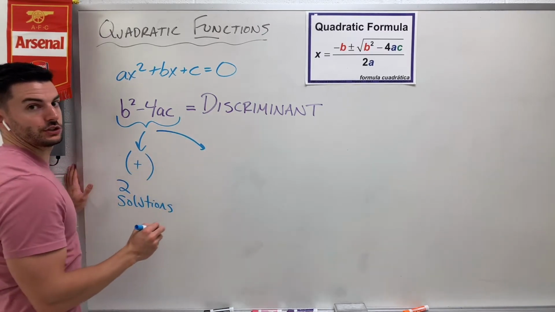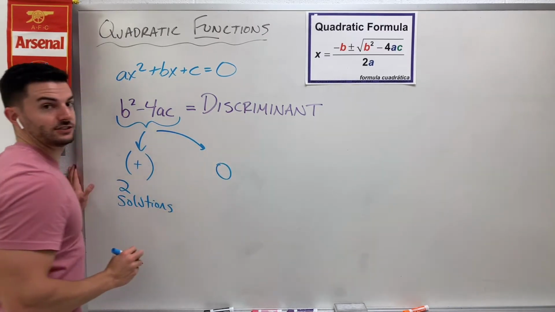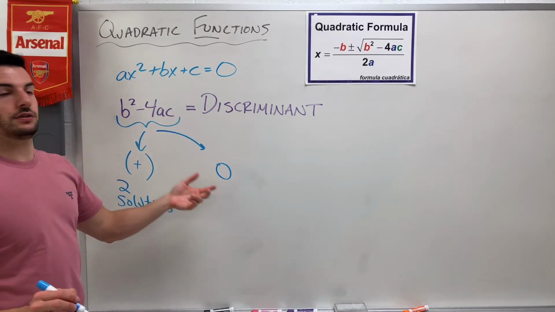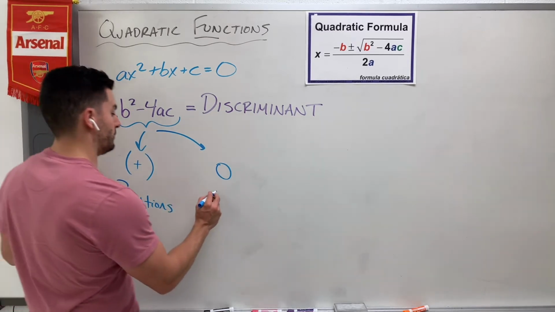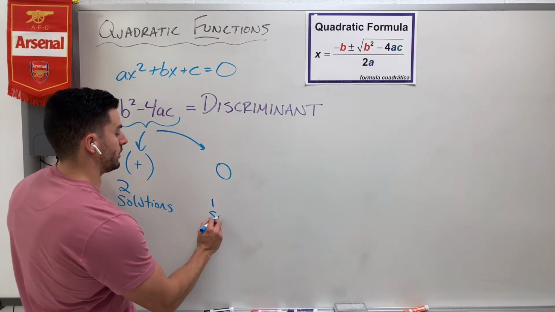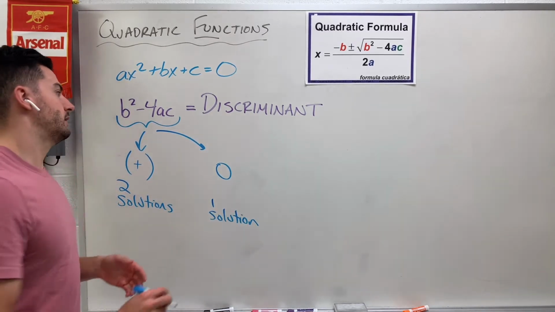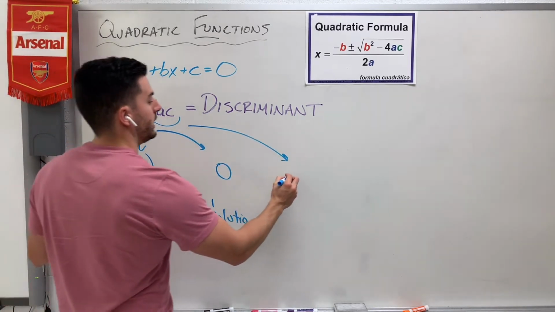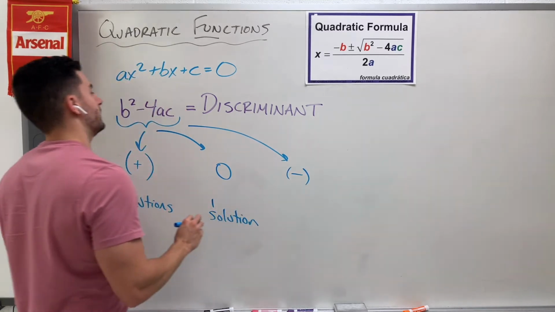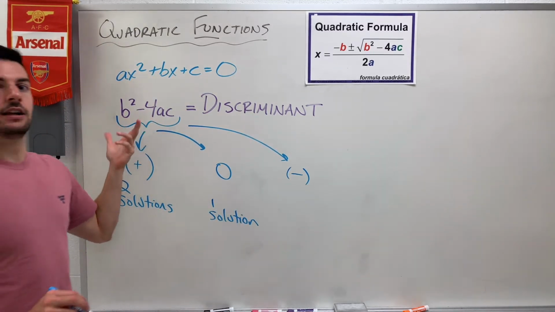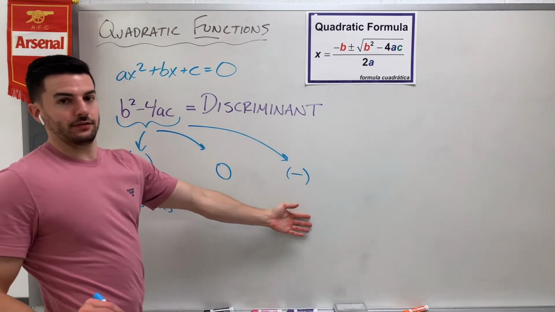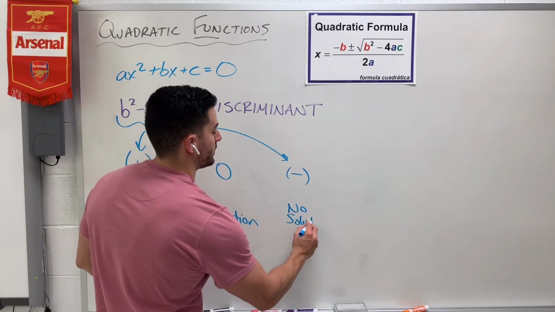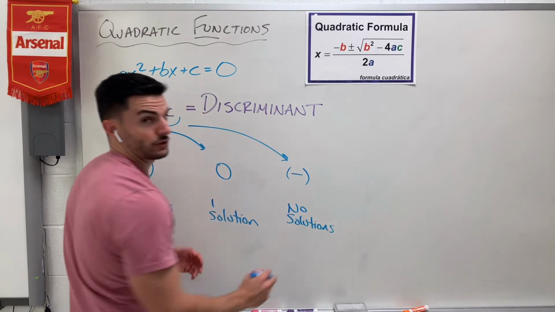There's also a situation where you could get zero. If you substitute in all these values and you would get zero out of this, there would be just one solution. And then there's a third possibility. You could probably see a pattern here. If it is a negative, if this discriminant, if this expression ends up resulting in a negative value, there would be no solutions, or we could say no real solutions.